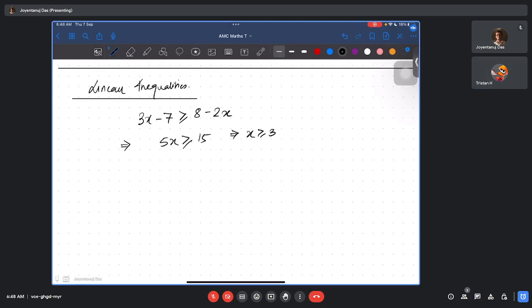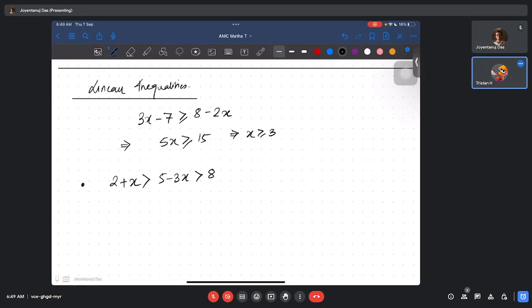And suppose there is an inequality chain like this: 2 plus x and 5 minus 3x, greater than 8. Suppose you have this thing. So they're asking how to solve this, how to get a condition on x.